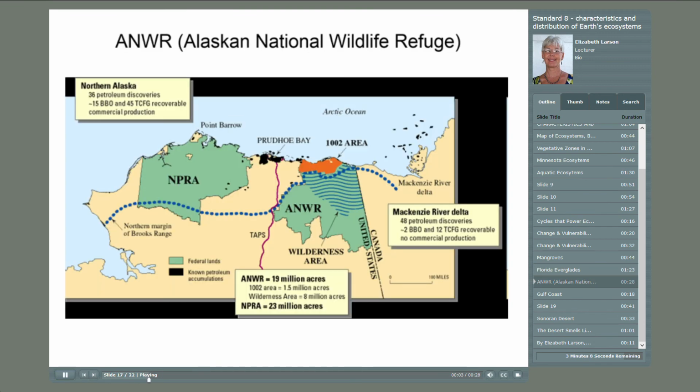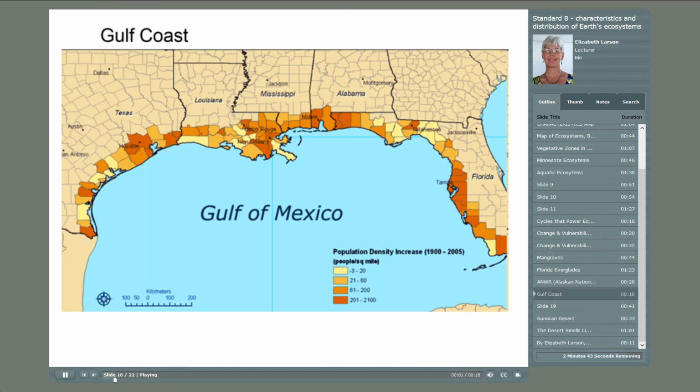Another ecosystem in the United States that's far flung from the Florida mangroves is ANWR, the Alaskan National Wildlife Refuge. ANWR is located very close to some known petroleum accumulations. It's been put in the public light recently, and there's a lot of public debate and controversy about drilling in this unique wildlife area. Yet another example of a unique ecosystem region in the United States is along the Gulf Coast.